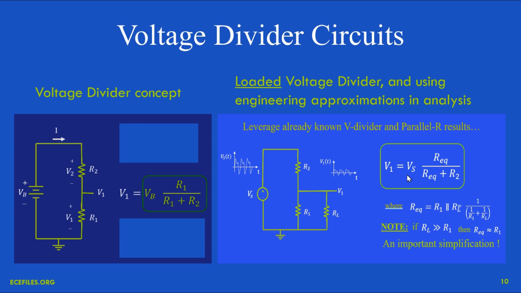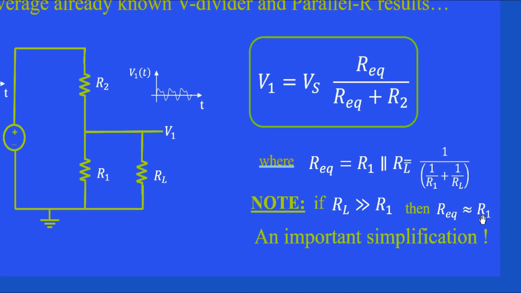But it's even better than that. Let's assume that RL is much bigger than R1. Remember, this is 33K, this is 510K in this example. So this is really big compared to that. So it doesn't really change the value of R1 very much. So the equivalent value of these two in parallel is, as it says over here, very nearly just R1.